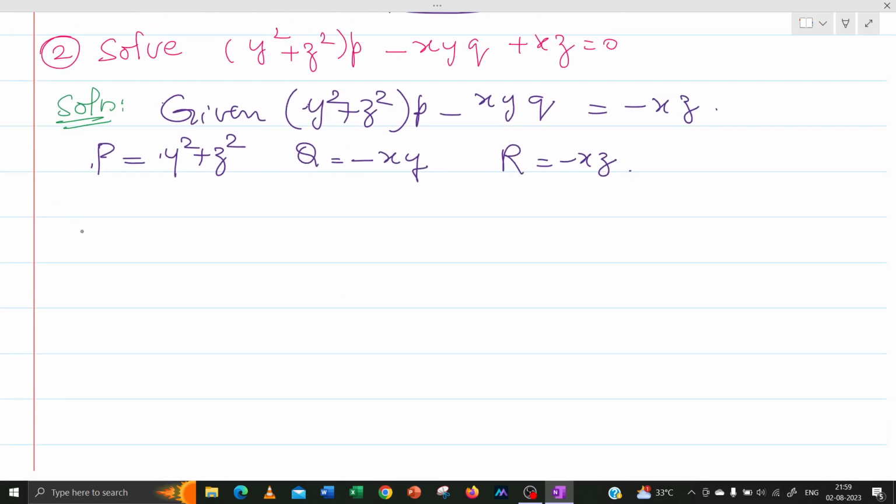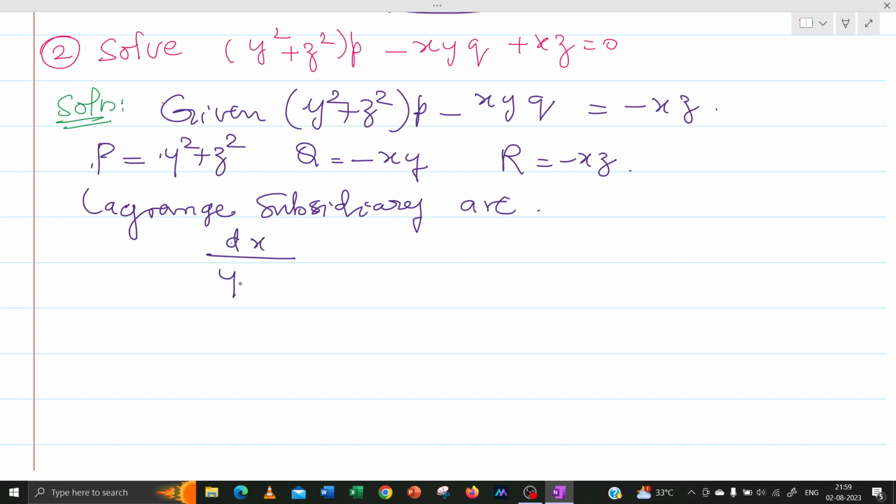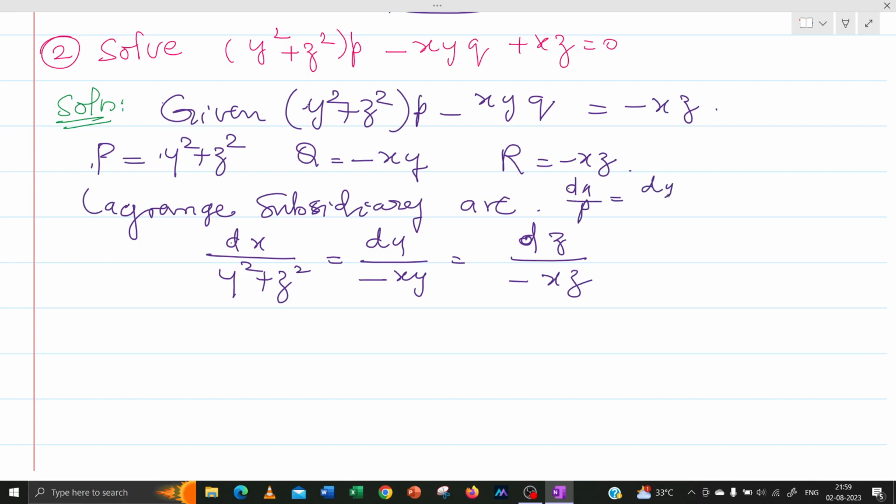So what are the Lagrange subsidiary equations? dx by P, dy by Q, dz by R. That means dx by y square plus z square, dy by minus xy, dz by minus xz. So what is the format of this? dx by capital P, dy by capital Q, dz by capital R. This is the format.